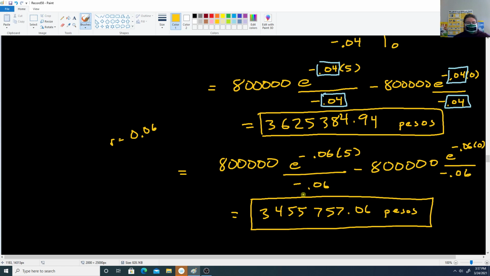And we can see the higher the interest rate, since it has a higher interest rate, you invest less money here and it will grow to the same amount over the 5 years, which is why the present value of this one is smaller than the present value of the lower interest rate. Since this has a higher interest rate, you can invest less money now, and that would grow to the same amount. When you have a lower interest rate, you have to invest a little bit more money to get it to grow to the same amount.